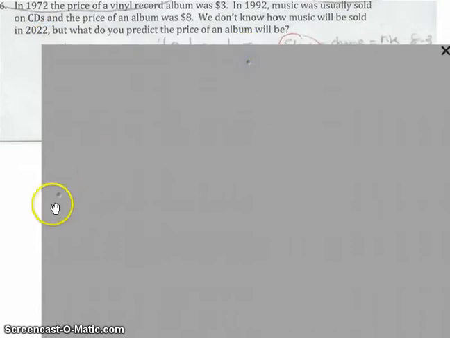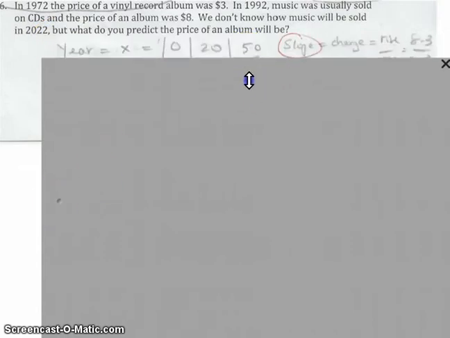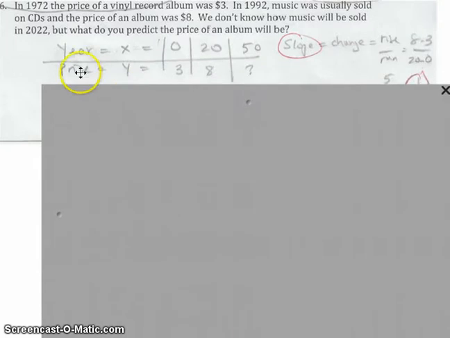So that's a lot to try to keep straight in your head. Maybe it makes sense to make a table. So that's what I did here. Year's x, price is y, 0 goes with 3, year 20 goes with $8, and year 50, well, that's what we don't know. But we do know slope.